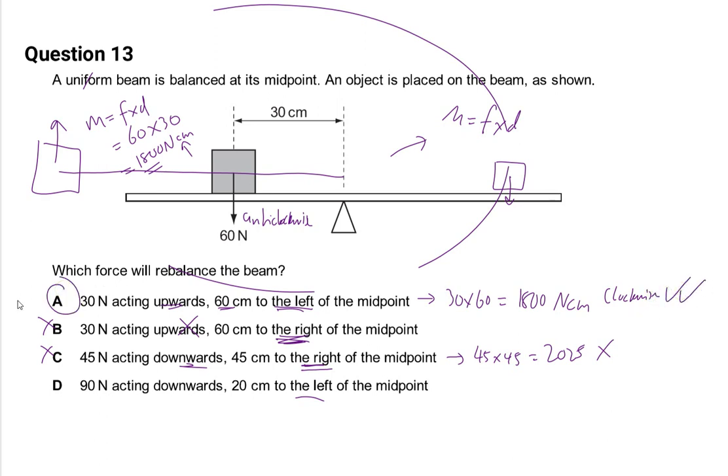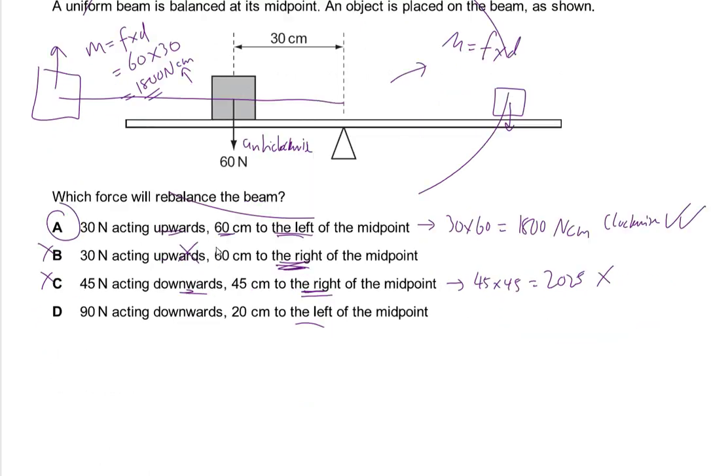Again, you see how I've done it. Remember, total anti-clockwise must equal total clockwise moment. Now I want my options in this particular case to find out. So the first option, A, works straight away. Okay, let's move to the next one.